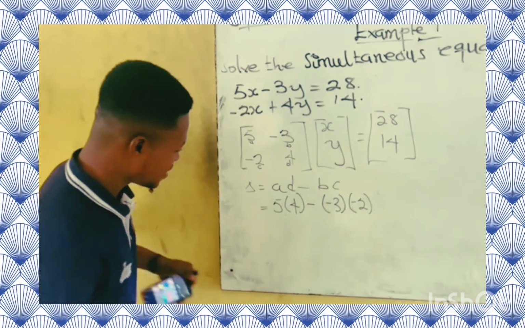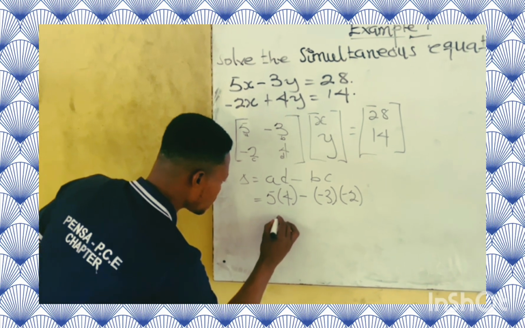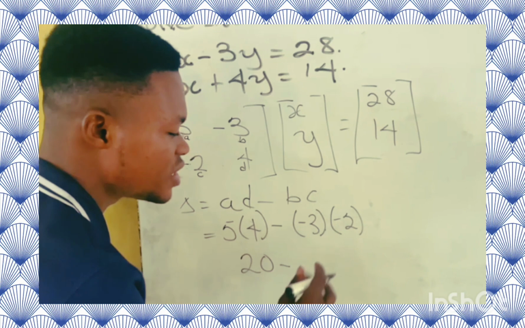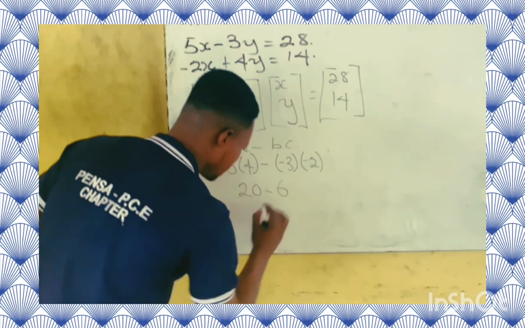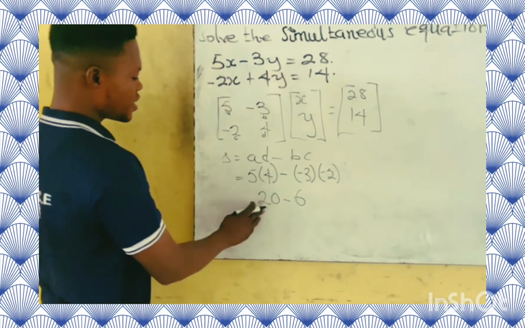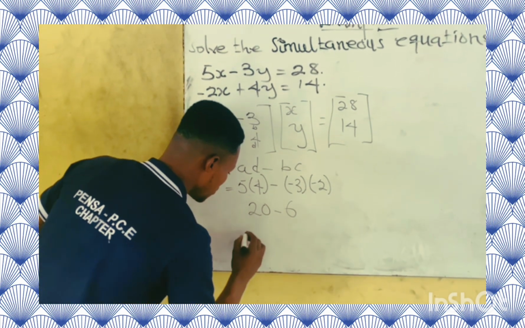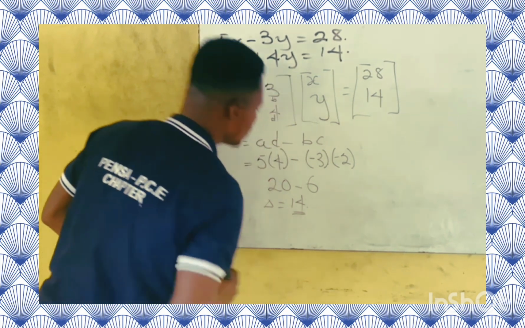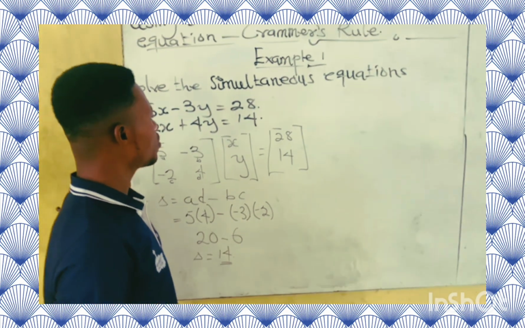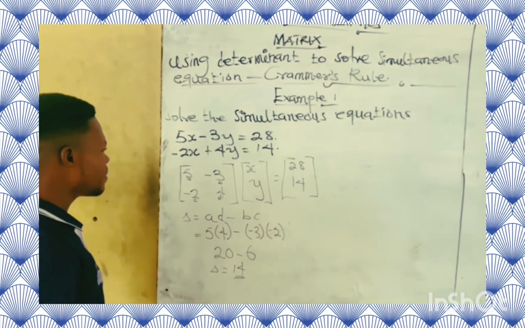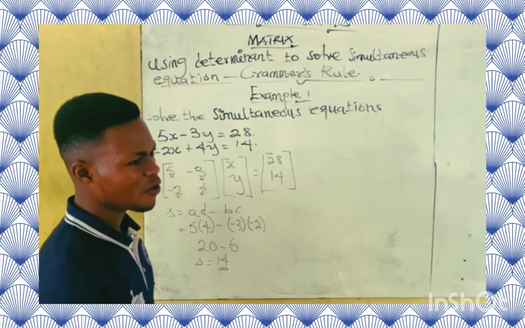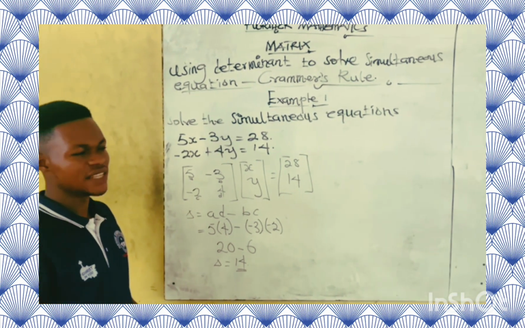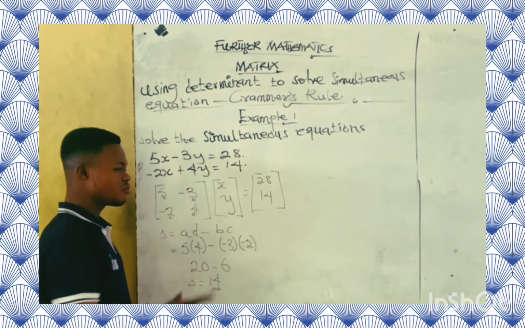Let's simplify this. 5 times 4 gives 20, minus negative 3 times negative 2, which gives positive 6. So 20 minus 6 gives 14. So the determinant is equal to 14. Now we are going to look at the determinant for x and the determinant for y, the two variables whose values we want to determine.